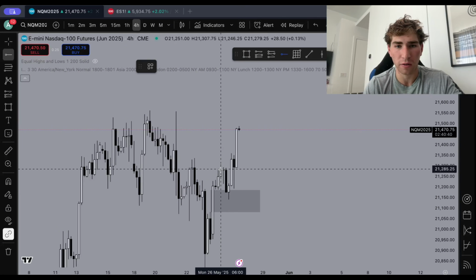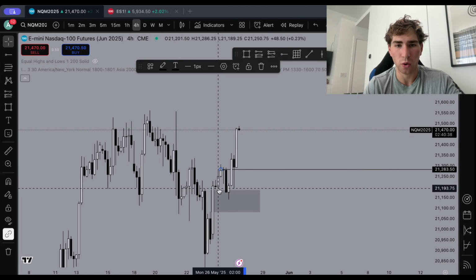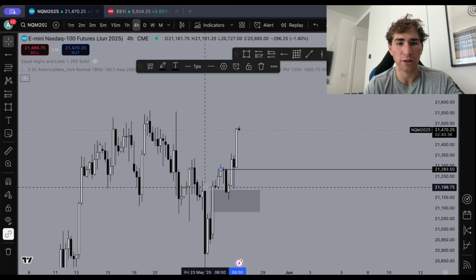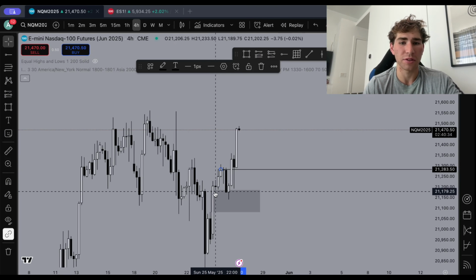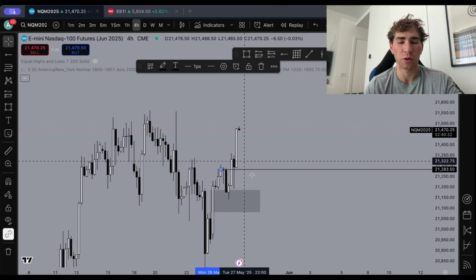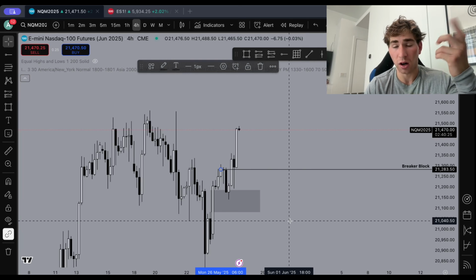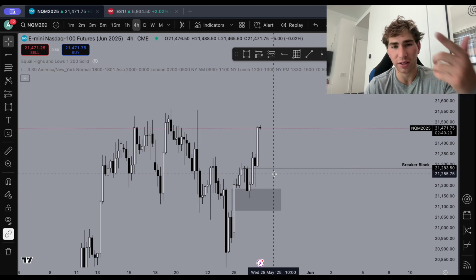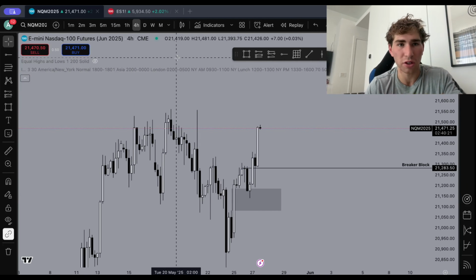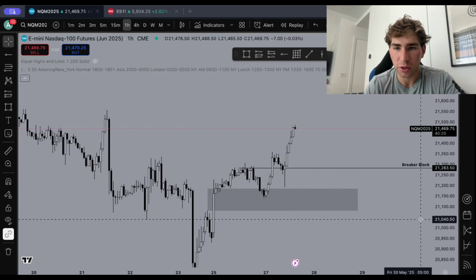4-hour breaker block right here, because this is a bearish order block and bearish 4-hour CISD. You can see we tap into this 4-hour and then break above it. So we disregard bearish confluences. This is turning into a breaker block, right? Because it was a bearish order block that we broke above. So now it's bullish. So it is a bullish breaker block.